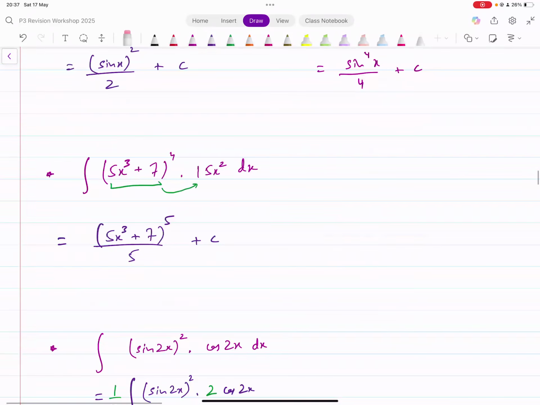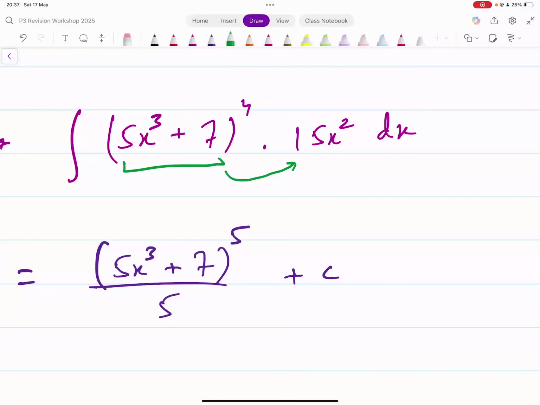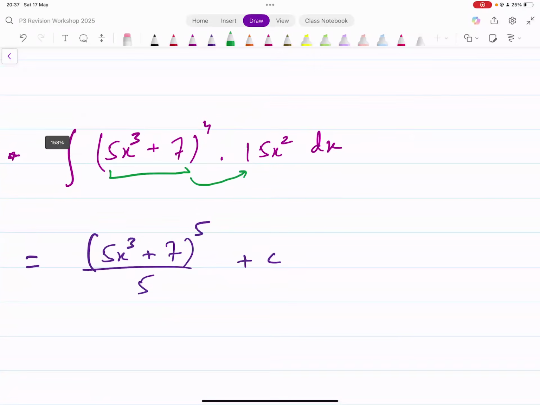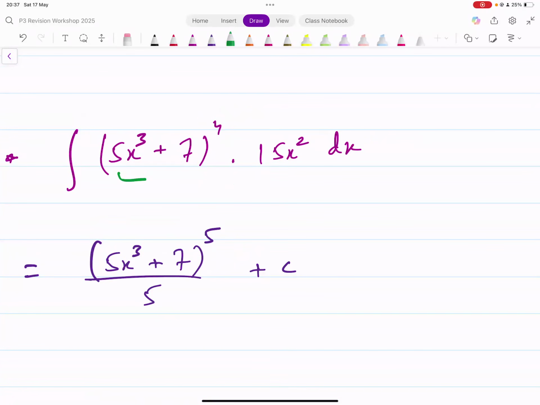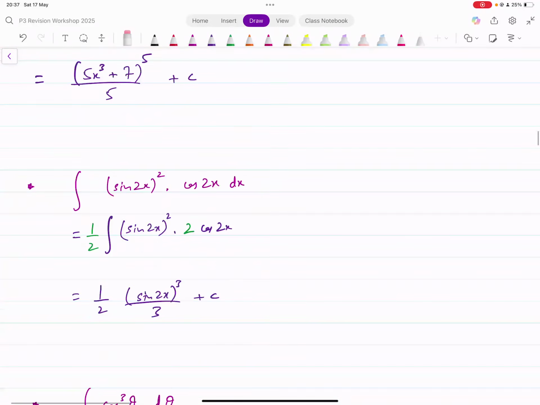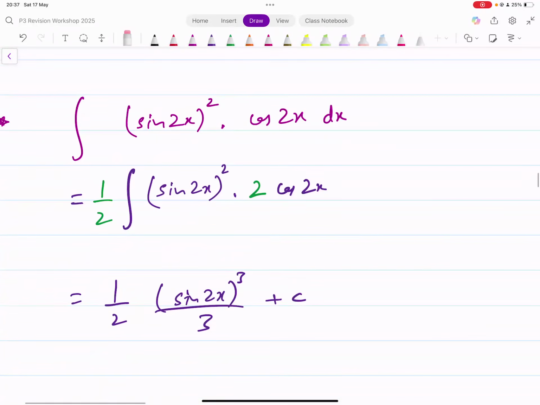Let me give you another example. Let's say you have 5x cubed plus 7 whole raised to power 4 into 15x squared. Now you see, the derivative of the part that is inside is multiplying outside, so you could integrate it directly like this. You could say add 1 to the power, divide by the new power, and that gives you the result.